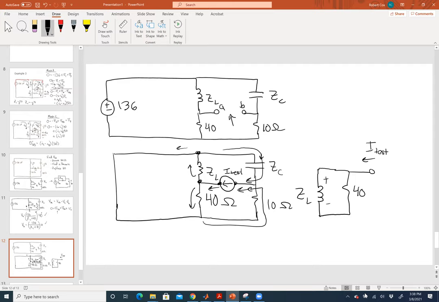So this is a pretty tricky one, but the way I would think about it is what's really going on is here's the 10 ohm, here's the ZC, and I would say it's like that. You could effectively look at it in that sort of arrangement. This is a pretty tricky circuit to think about.